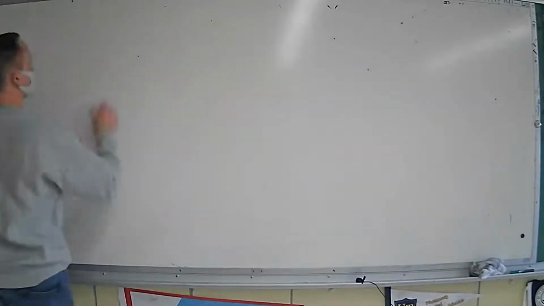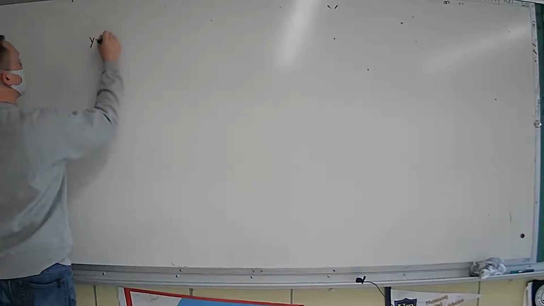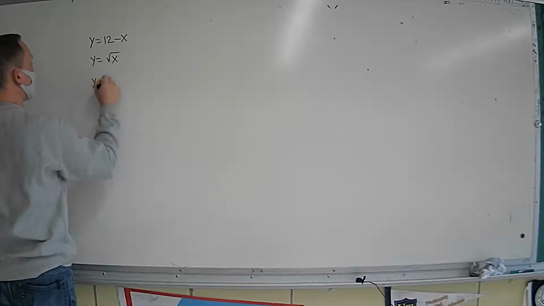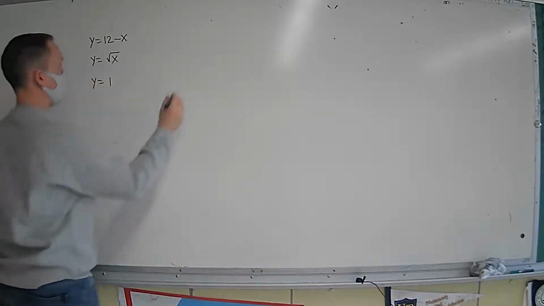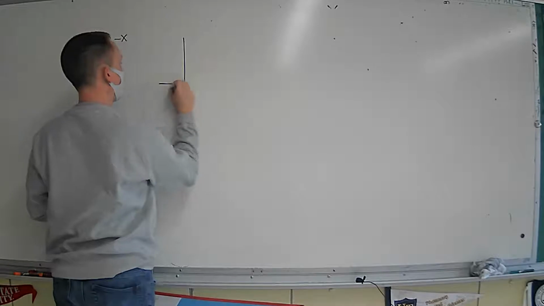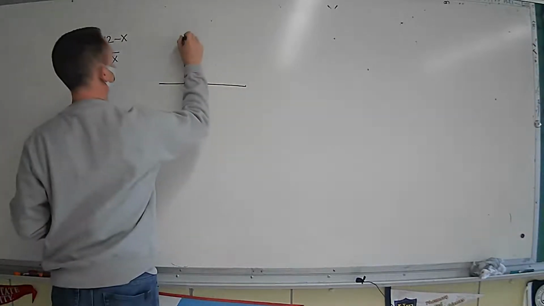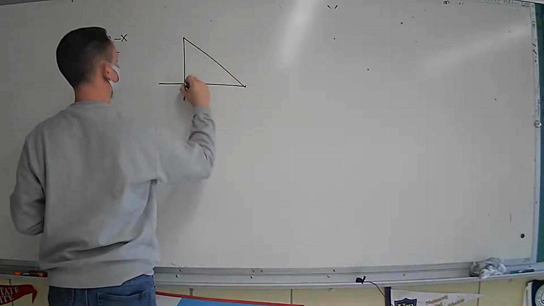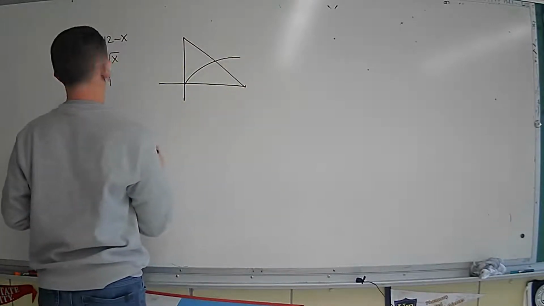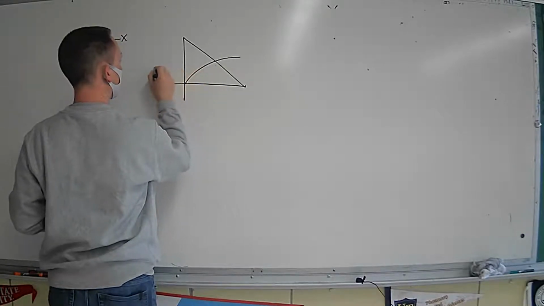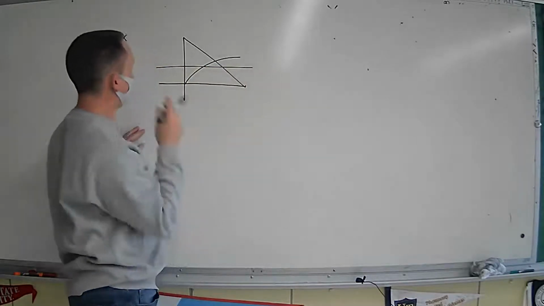Can you tell me what the region looked like? I can tell you the 3 functions. y equals 12 minus x, y equals square root of x, and y equals 1. Okay, I'm going to do this off the top of my head and graph this without a calculator. Is that okay? Yeah. So 12 minus x looks like this. Square root of x looks like this. And y equals 1 looks like this. Now I'm not sure where these all are going to intersect.